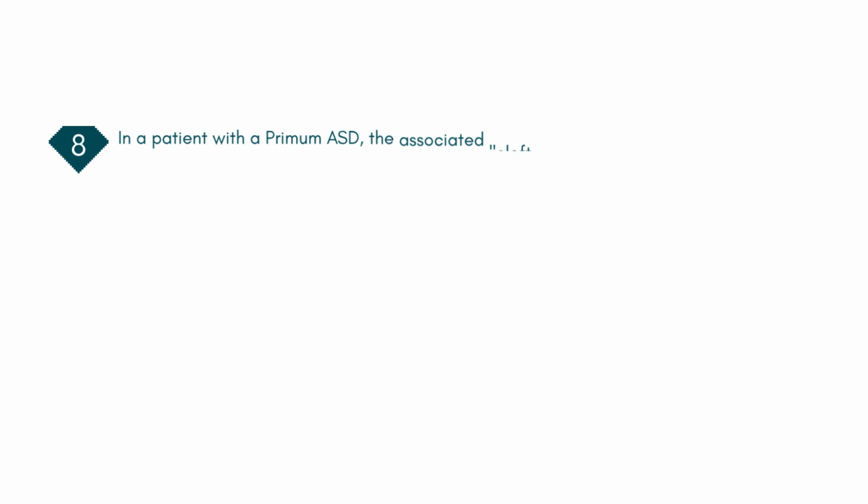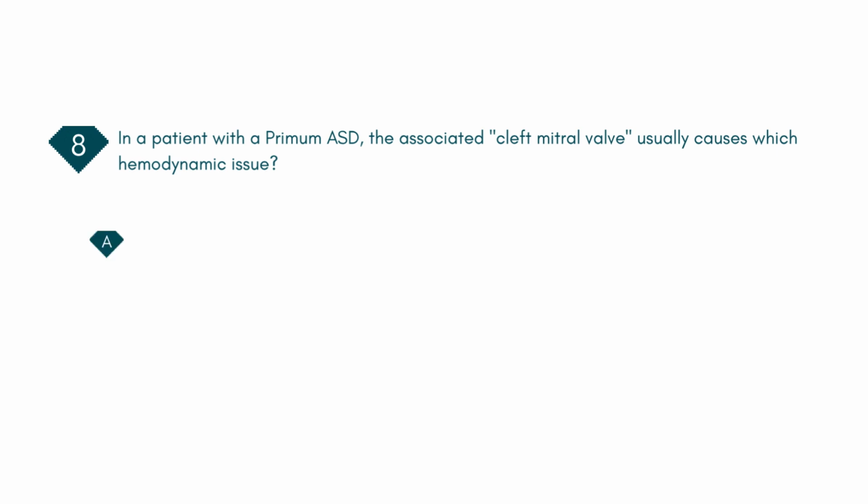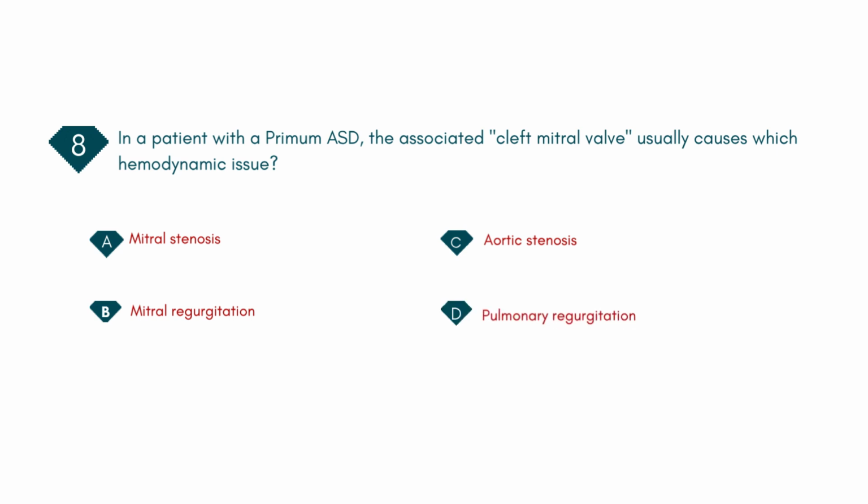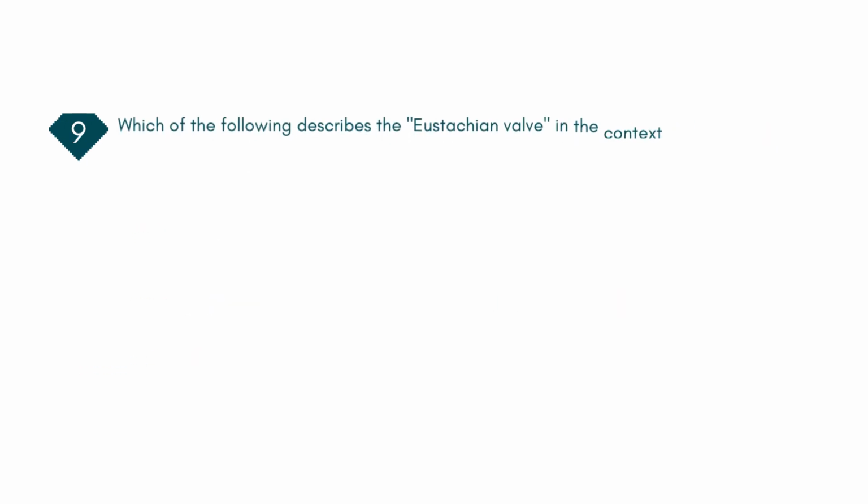In a patient with a primum ASD, the associated cleft mitral valve usually causes which hemodynamic issue? A. Mitral stenosis. B. Mitral regurgitation. C. Aortic stenosis. D. Pulmonary regurgitation. Answer: B. Mitral regurgitation.